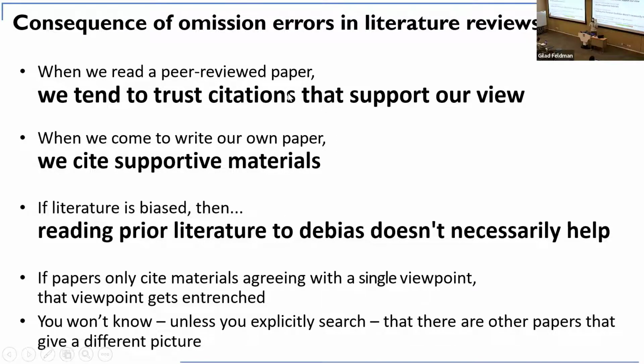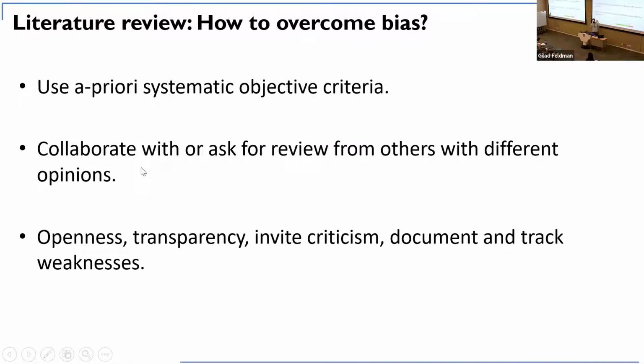So, we tend to trust citations that support our view. We cite supportive materials. We read prior literature. To debias doesn't necessarily help. So it's a big question of how we should address this. One of the ways to do this is to use a priori systematic objective criteria. Have other, just like in the UCLA professor, have other external experts look at what you're doing.